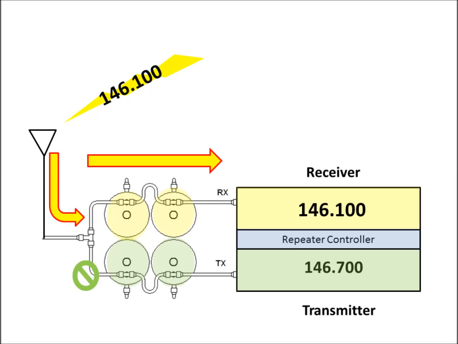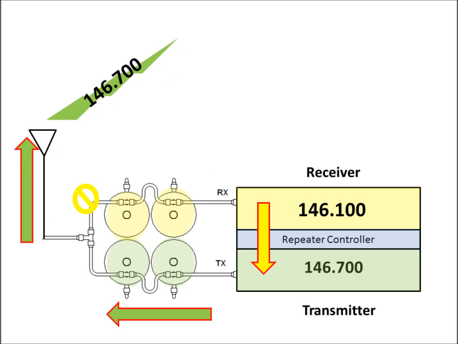Now these cavities, highlighted in yellow and green, think of these as the coin sorting machine at your grocery store. The yellow ones are adjusted or tuned only to pass the receive frequency, or only to accept pennies, and everything else is rejected. So all frequencies except for 146.100, or pennies, are going to pass through the yellow duplexer cavities to the receiver. Once that signal gets over to the receiver, the audio is passed to the repeater controller, your signal, and then that is passed down to the transmitter to be retransmitted back out.